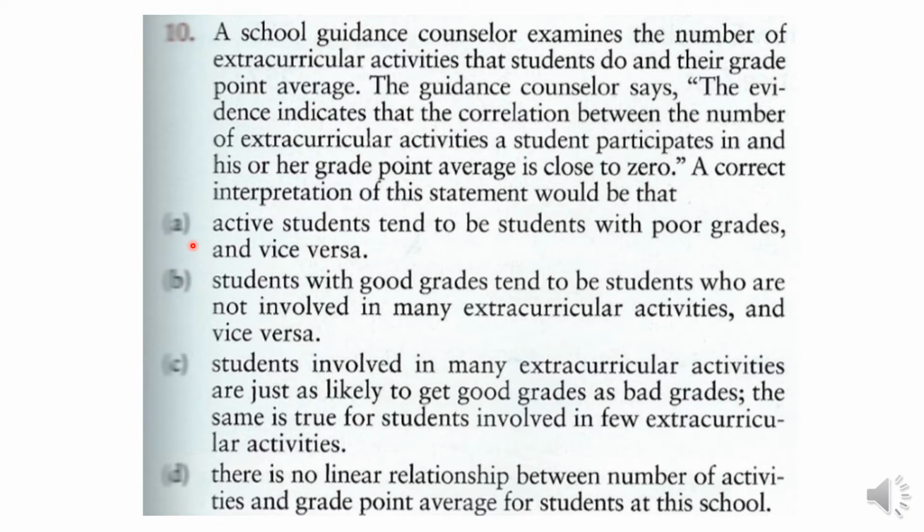A says active students tend to be students with poor grades, and vice versa, students who have very little extracurricular activities going on tend to have very high grades. Okay, so A is going to be false because in order for A to be true, we would have to have a negative correlation. As your extracurricular activity goes up, your grades go down. But we've been told that our correlation is close to zero, so that's why A is false.